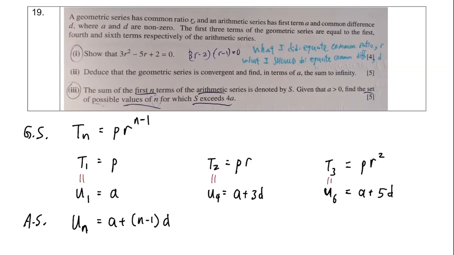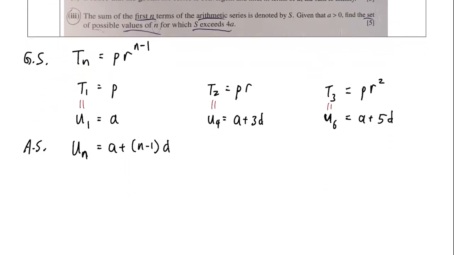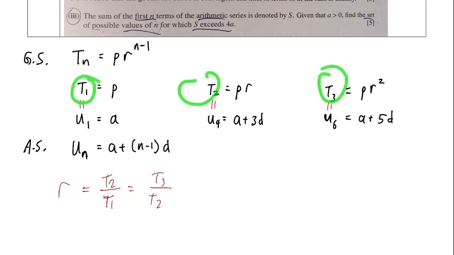So what we should do here is to equate the common difference. In the previous question, what we did was to take the ratio between the geometric series, so T2 over T1 equals T3 over T2. That's what we did. But actually the method is still the same. That's the key idea. They're still equal to a common ratio, T1, T2, and T3. So the ratio between T2 and T1, T3 and T2 is still equal to R.